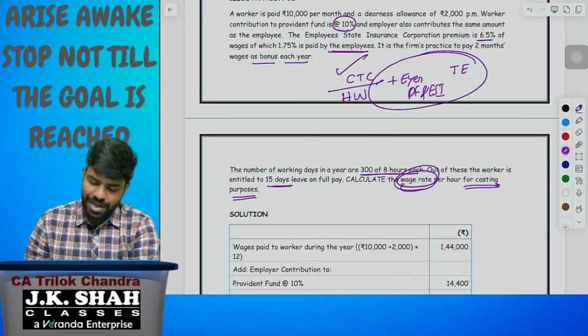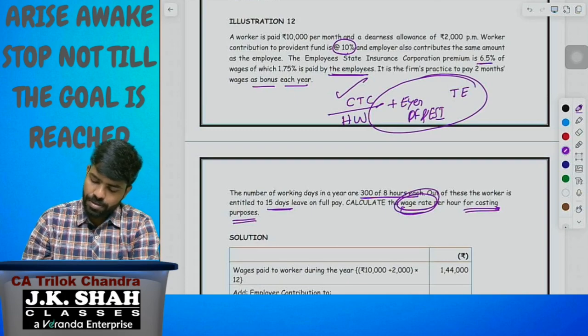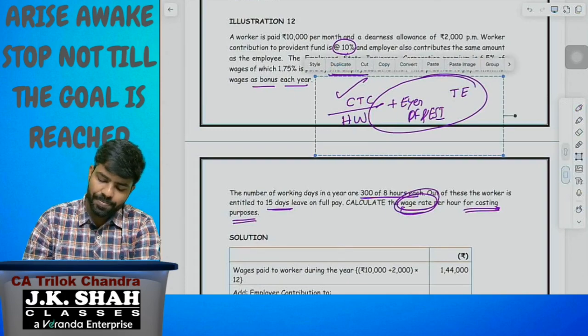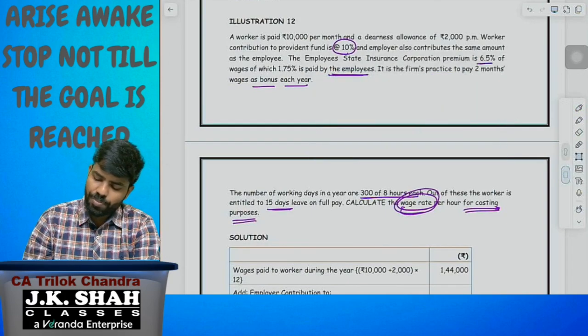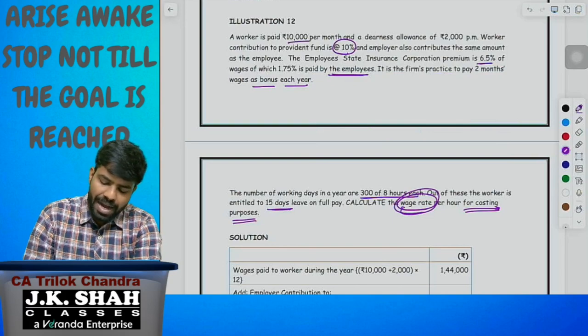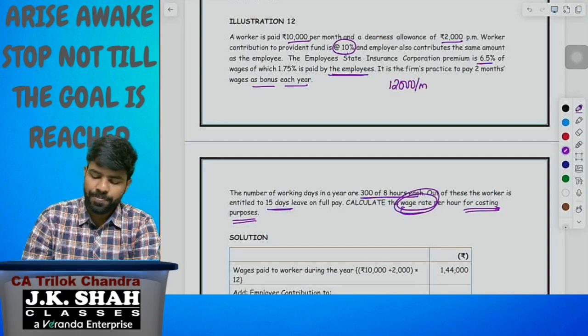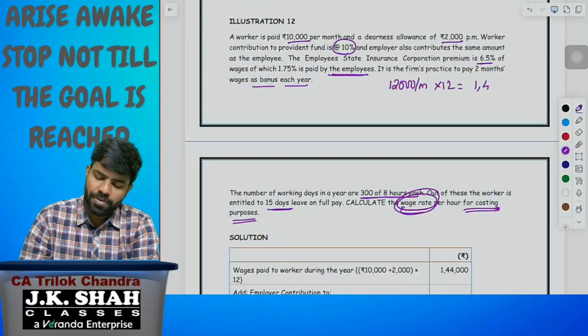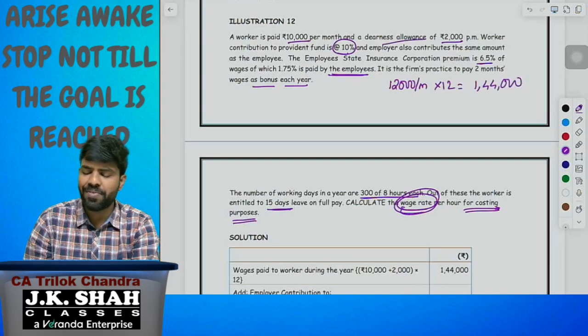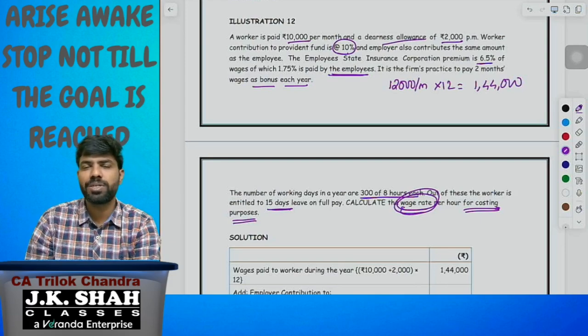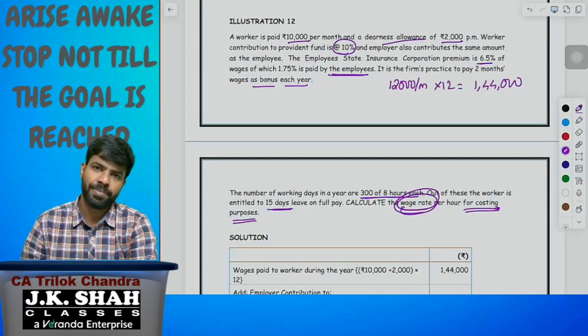Let us see how to calculate CTC. Look here. In a month, they are getting 10,000 rupees as basic pay and 2,000 rupees as DA allowance, 12,000 rupees per month. Into 12 months, total earnings is 1,44,000. He is getting only DA allowance and basic wages. So basic wages plus DA allowance, 1,44,000, is the total earnings.